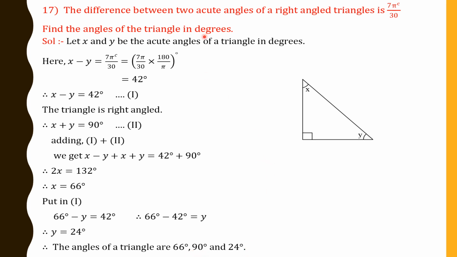The angles of a triangle in degrees. Here we have to keep one condition in mind, students. Remember that the subtraction is given and the addition of two acute angles is always 90 degree. Using these results, find x, then also find y. Therefore, the angles of a triangle are 66 degree, 90 degree and 24 degree.